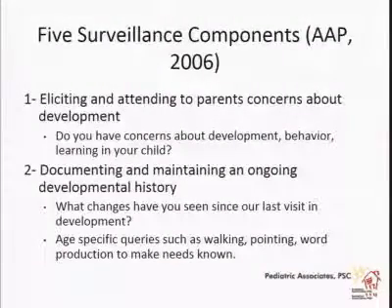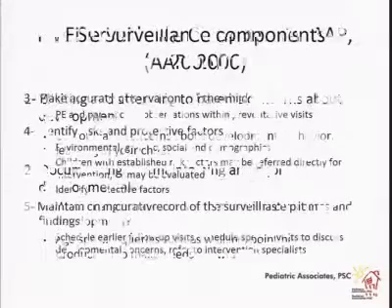Okay, so there's 5 components to screening. They want you to elicit and attend to parents' concerns about their children's development. Even if a parent has intellectual delays or intellectual disability themselves, parents are very good at knowing when their kids are on par or behind other children. So if a parent brings up a concern, pay attention to it. It's highly likely to be real. The other thing is I put down sample questions that you might ask the parents under each of these categories. They want you to document and maintain an ongoing developmental history, so it's almost like a growth curve that you're going to document of their development.